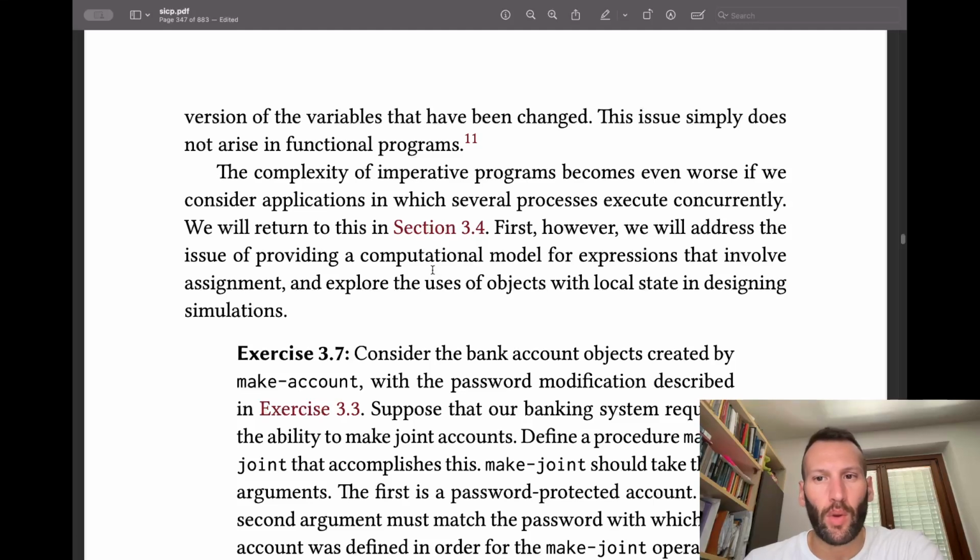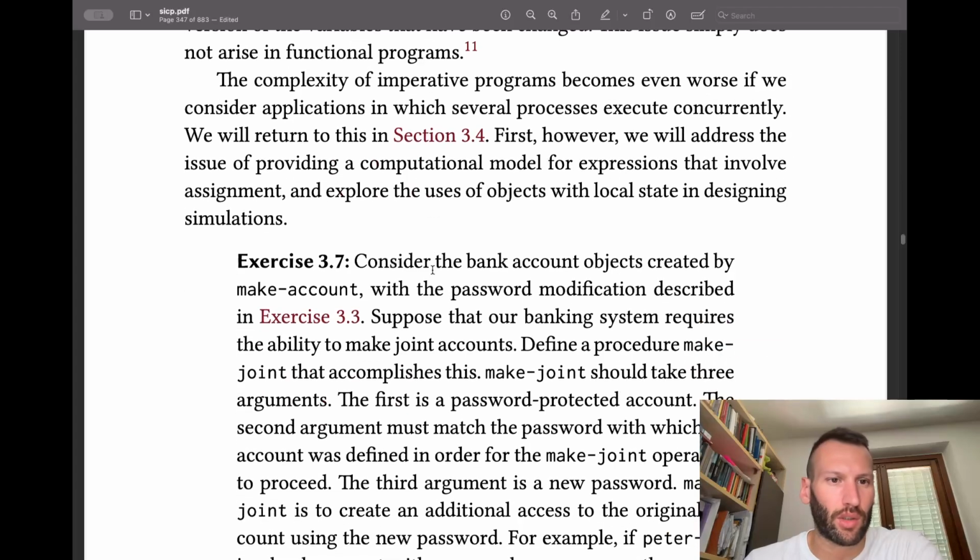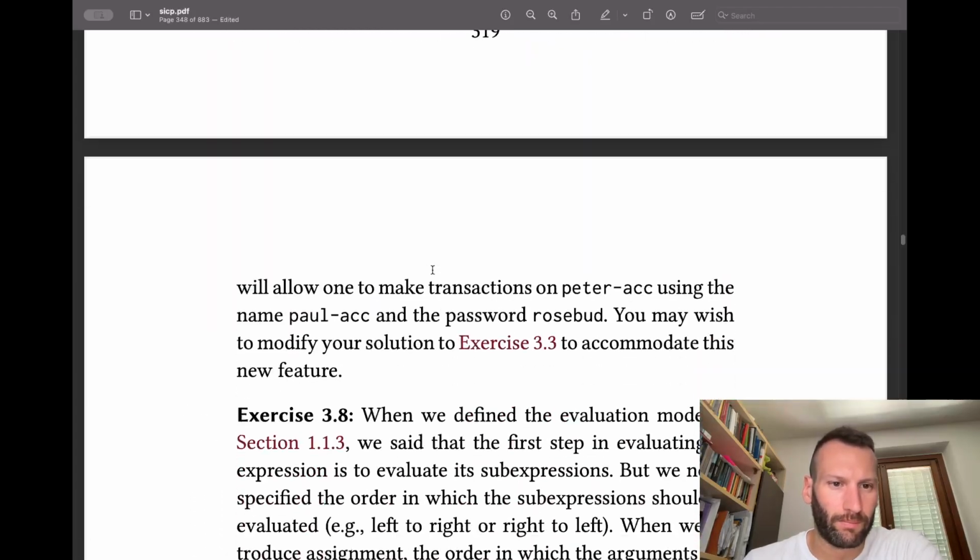First, however, we will address the issue of providing a computational model for expressions that involve assignment, and explore the uses of objects with local state in designing simulations. Okay.